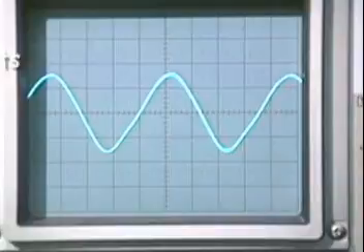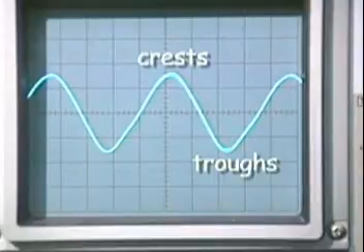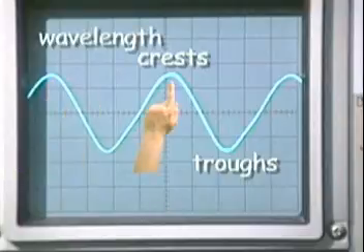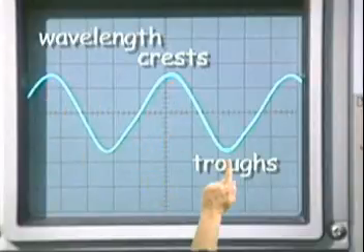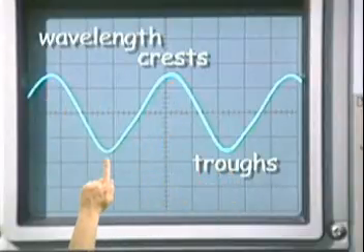The high points are called crests, and the low points are troughs. The distance between one crest and the next crest, or from one trough to the next trough, is called wavelength.